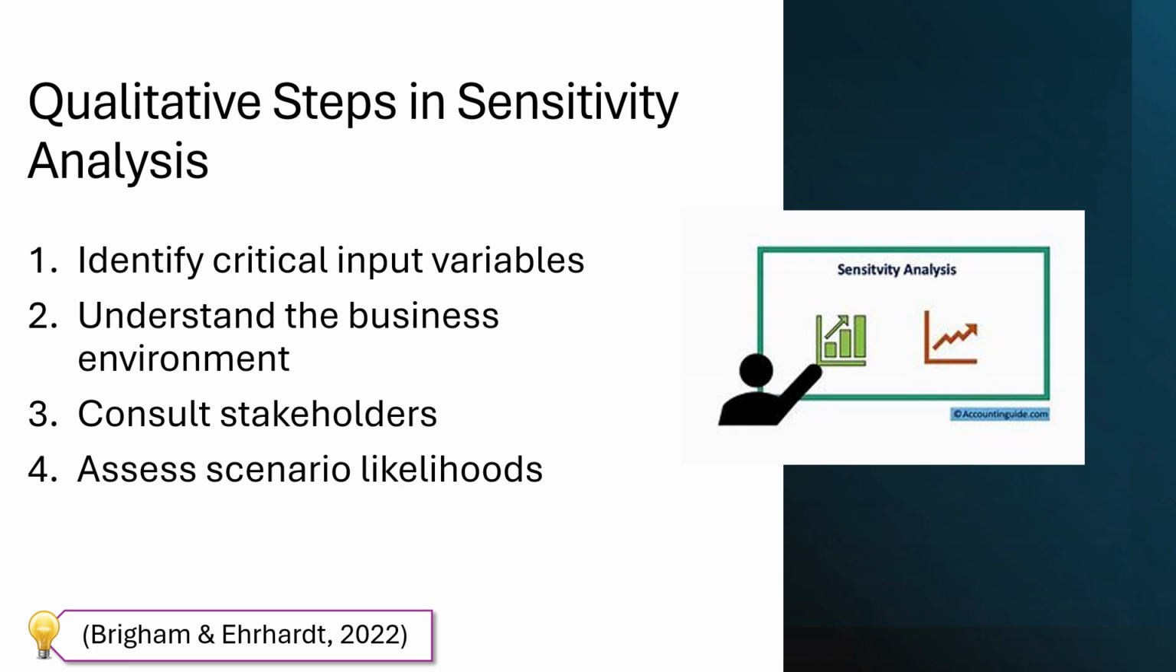The next step is to understand the business environment by analyzing the market trends, competition, and regulatory risk. Once you understand the business environment, it is time to consult stakeholders to gather input from finance, marketing, and operation teams. The last step is to assess scenario likelihoods by using expert judgment to weigh the likelihood of best case and worst case scenarios. Now that we know the qualitative steps, let's dive into the quantitative steps of sensitivity analysis.